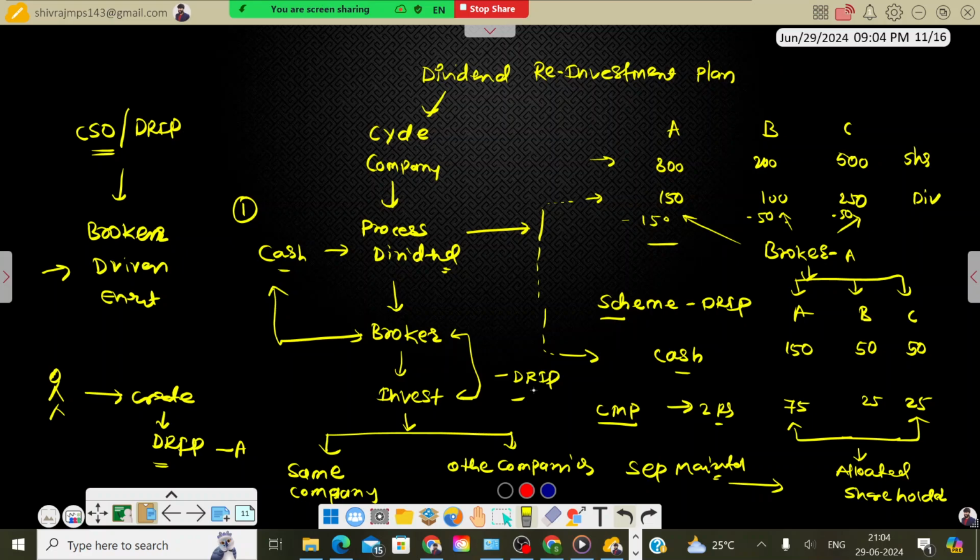Any questions around the dividend reinvestment plan, just let me know. A dividend reinvestment plan is nothing but investing your earned dividends in the same company's stocks, or maybe in other companies' stocks, through a broker. That becomes your dividend reinvestment plan. And as I said, most of the dividends will be managed by your brokers or any intermediary entity. That entity will manage it.